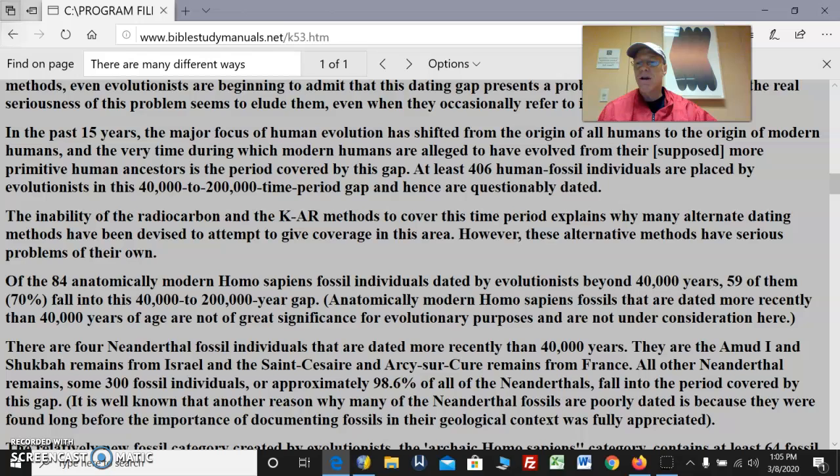Of the 84 anatomically modern Homo sapiens fossil individuals dated by evolutionists beyond 40,000 years, 59 of them, 70% of them, fall into this category of 40,000 to 200,000 year gap. Anatomically modern Homo sapiens fossils that are dated more recently than 40,000 years of age are not of great significance for evolutionary purposes and are not under consideration here.